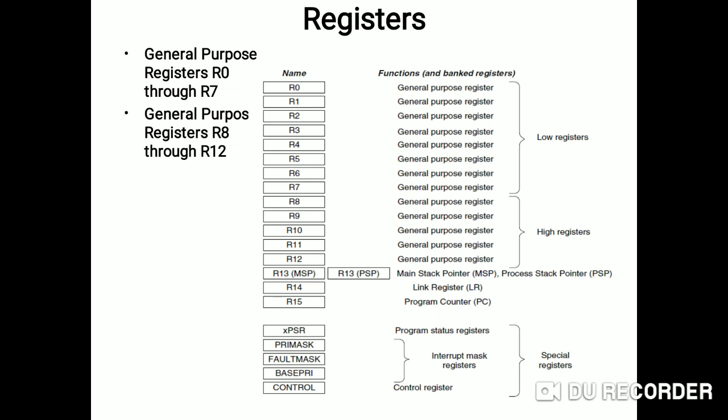Next are the general purpose registers R8 to R12. The R8 to R12 registers are also called high registers. They are accessible by all Thumb-2 instructions but not by all 16-bit Thumb instructions. These registers are 32-bit. The reset value is unpredictable.